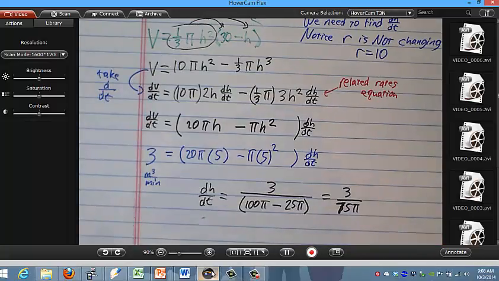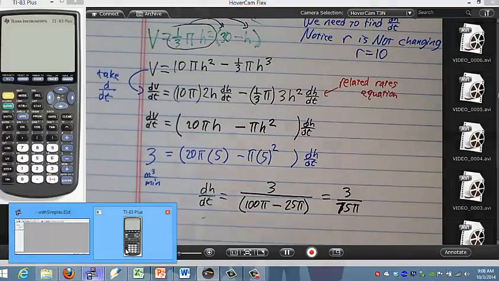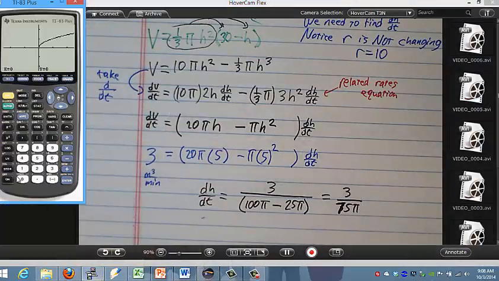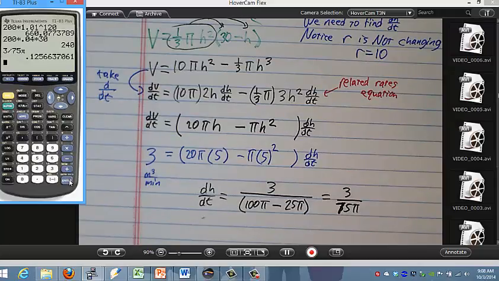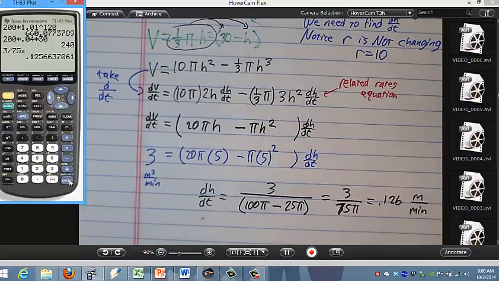So the answer, dH/dt, is 3 divided by 75 pi. Let me get a decimal value for that. I'd like to know about what that is. Let me go here and let me type in 3 divided by 75 pi. So I'm getting 0.125. And what are the units? Or 0.126. The units would be meters per minute.